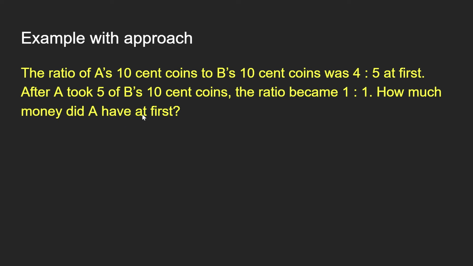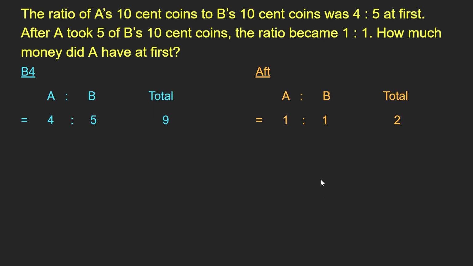So we will need to find how many 10-cent coins A had at first, and we can still use the same concept. So let's look at it. A is to B, the number of 10-cent coins at first is 4:5, and our total is 9. But in the end, it became 1:1, which is 2. Same thing, since we know that this is an internal transfer, the total still remains the same.